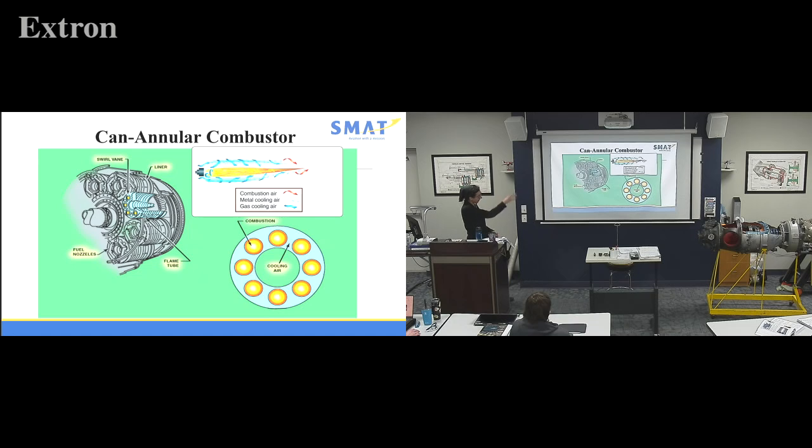So here's a diagram of that, the can annular. We have cooling airflow around each of our cans, the perforated can inside of our whole housing. And each one is getting its airflow to propagate that flame. Hopefully this illustration shows it. And the next one, here we go.